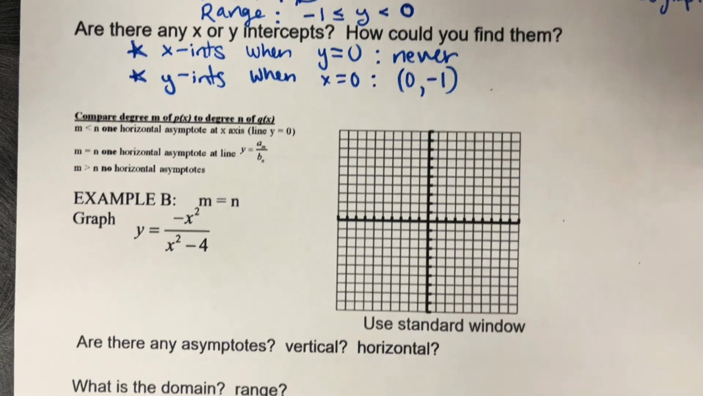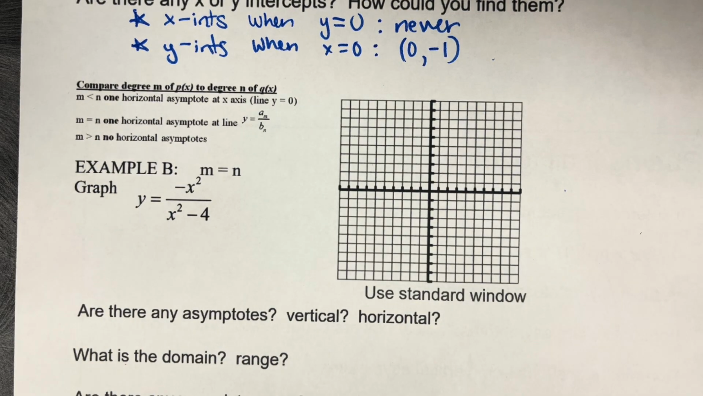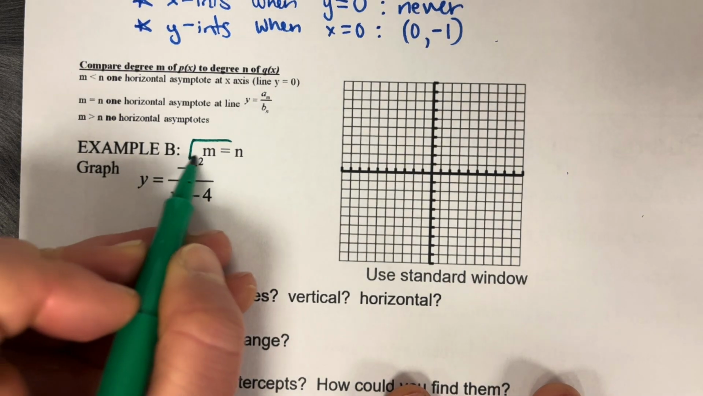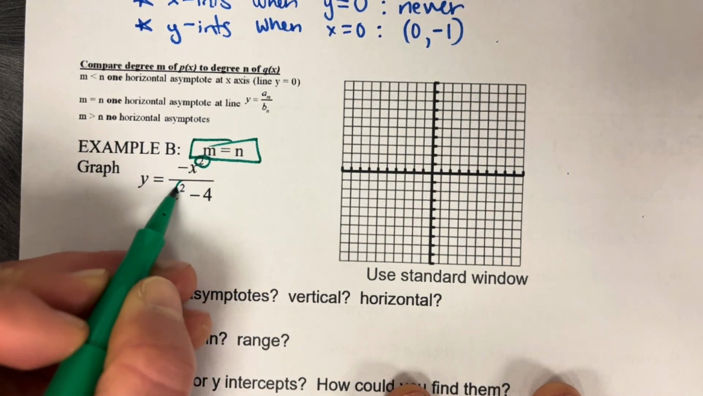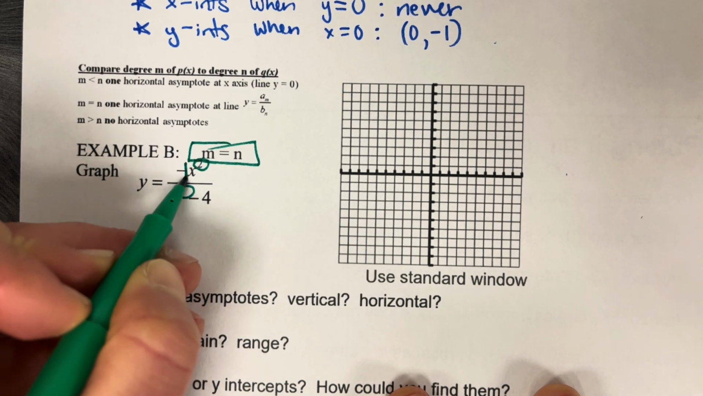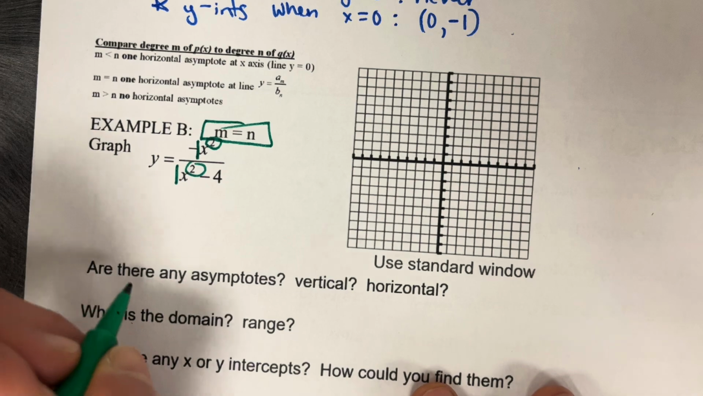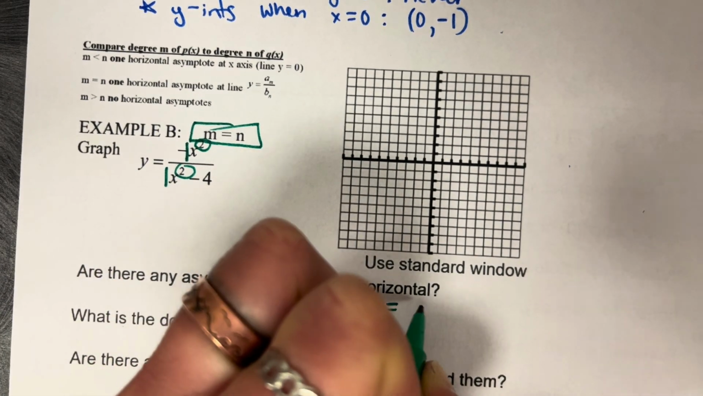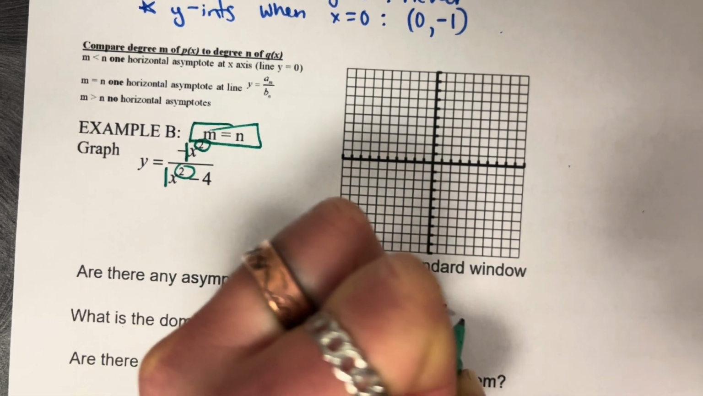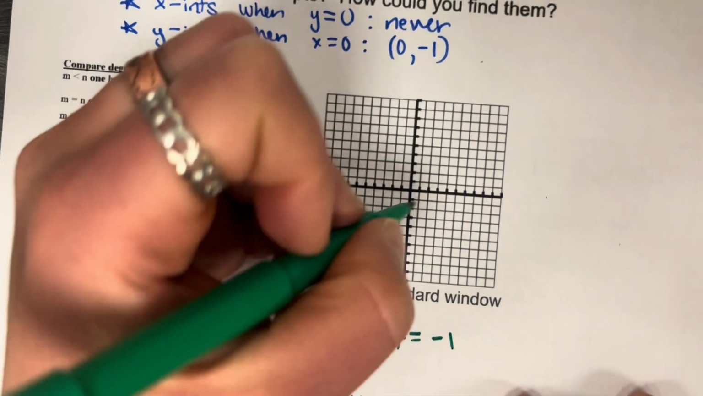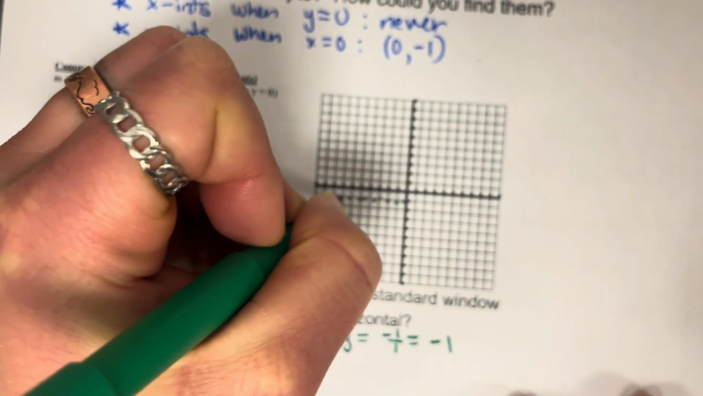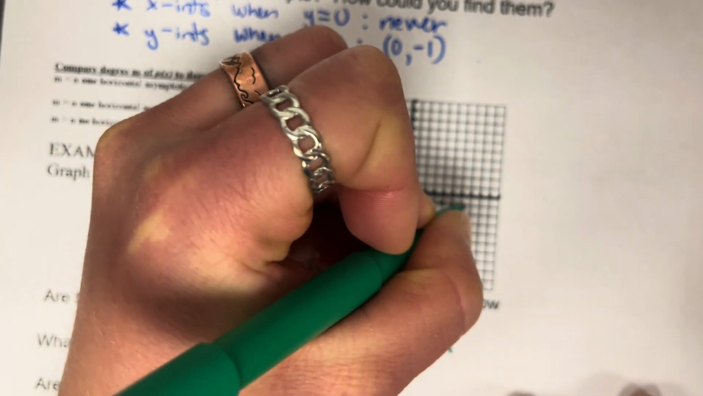Okay, next one, number 2. This is when their degrees are equal. So notice we have x squared over x squared. Let's look at the coefficients. We have -1 over 1. So our horizontal asymptote is going to be -1 over 1, or just -1. So we'll draw that in. Y equals -1.